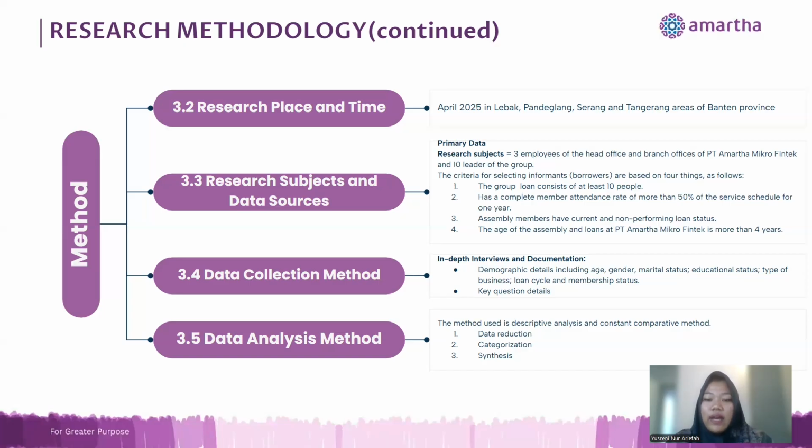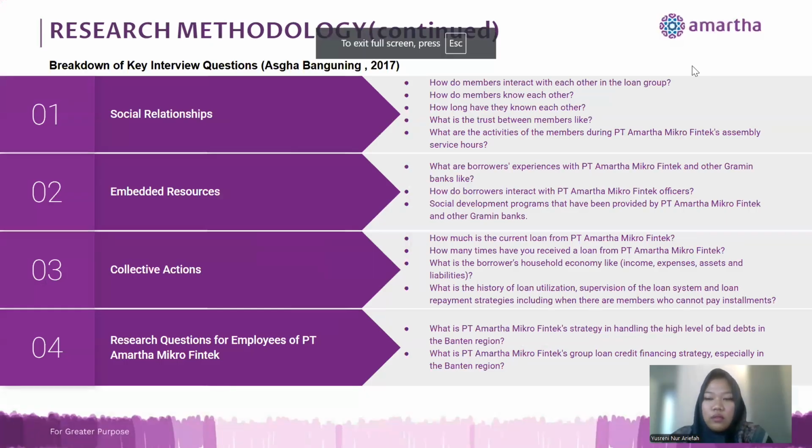The data collection methods are in-depth interviews and documentation, where demographic details include age, marital status, educational status, type of business, loan cycle, and membership status, and some key question details. The data analysis methods used are descriptive analysis and the constant comparative method, which consists of data reduction, categorization, and synthesis. Here's the background of key interview questions adopted from Banten research in 2017.